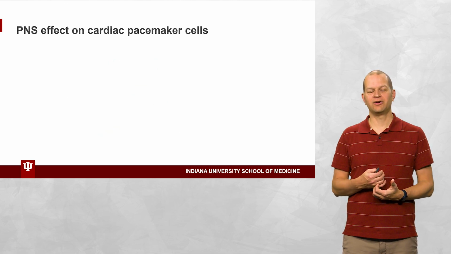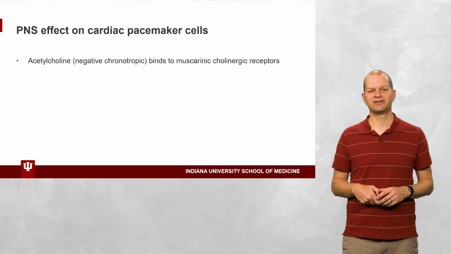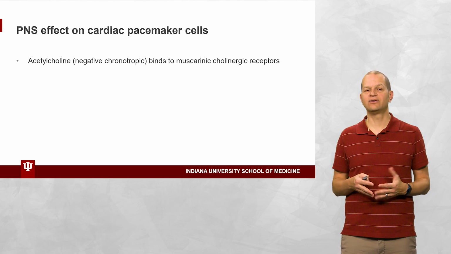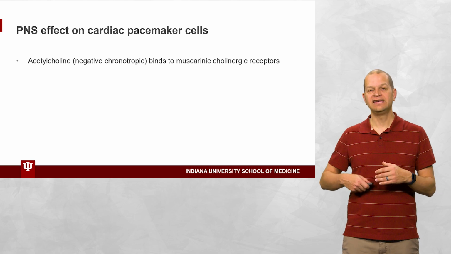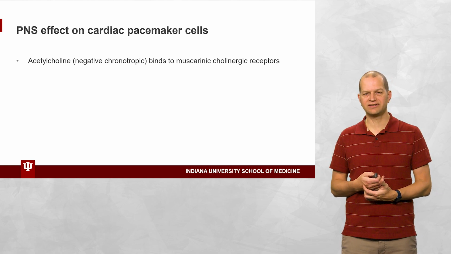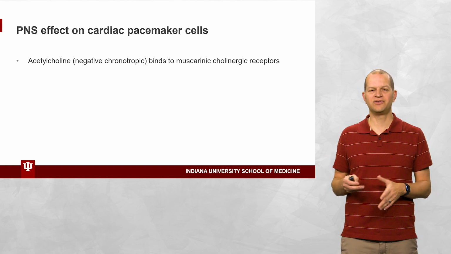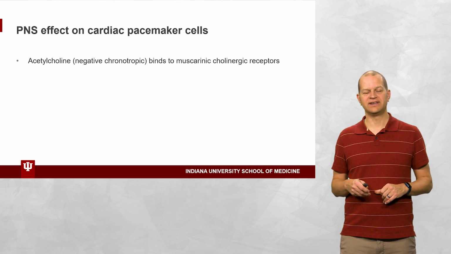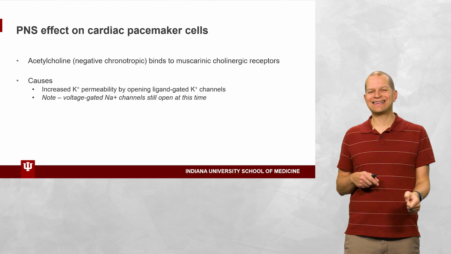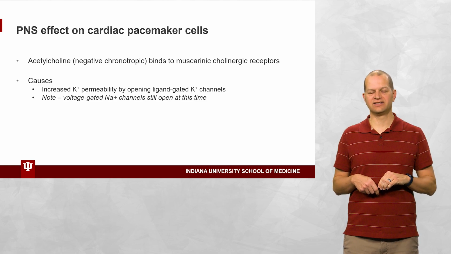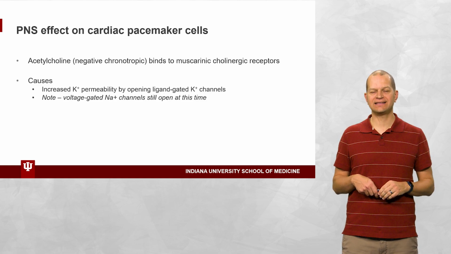Then we've got the parasympathetic effect on cardiac pacemaker cells. In this case, acetylcholine is the neurotransmitter that's released by the parasympathetic nervous system. It binds to muscarinic cholinergic receptors. This should be reviewed from our autonomic videos. And as a result, acetylcholine is a key that opens potassium channels, and so we open ligand-gated potassium channels.